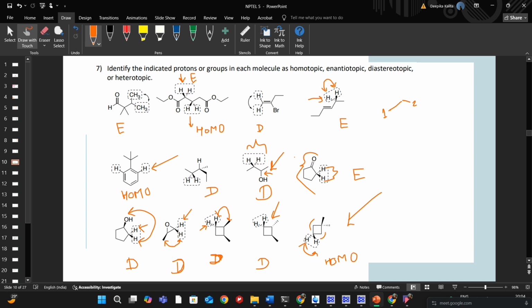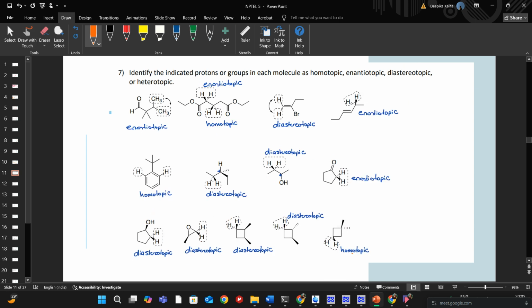I hope this was clear to you. You can take a screenshot of the answers for all these molecules given.